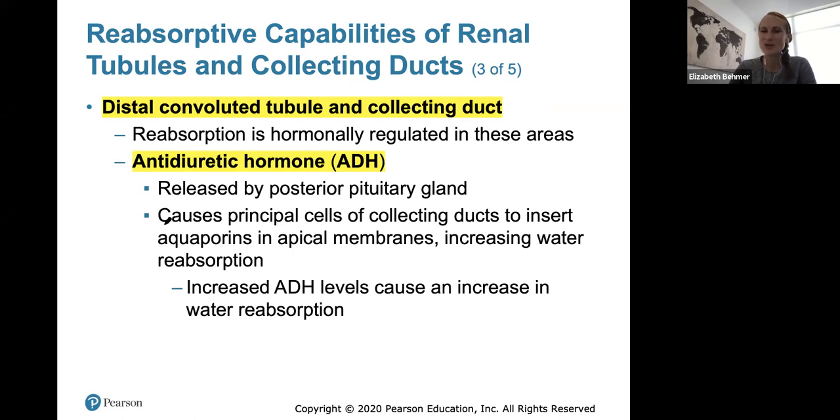The distal convoluted tubule and the collecting duct are under hormonal control. So antidiuretic hormone that's released from your posterior pituitary gland, it basically causes cells to insert what we call aquaporins, which help to increase water reabsorption. So if you have an increased level of ADH, this will cause an increased water reabsorption. So you're retaining more water. You're making the urine more concentrated, and because you're retaining more water, you're raising your levels of blood volume and blood pressure in the blood.